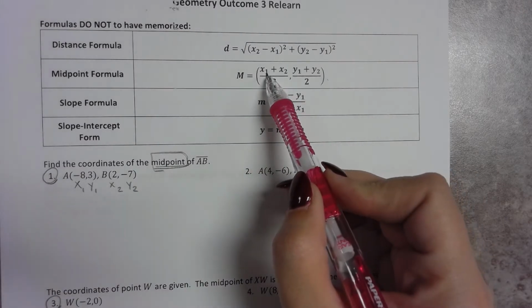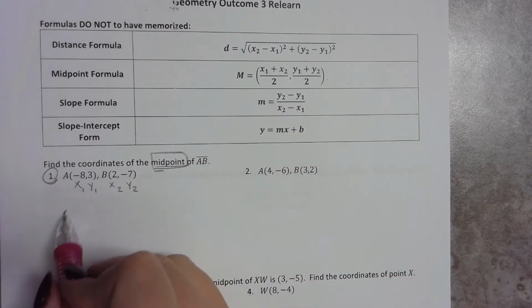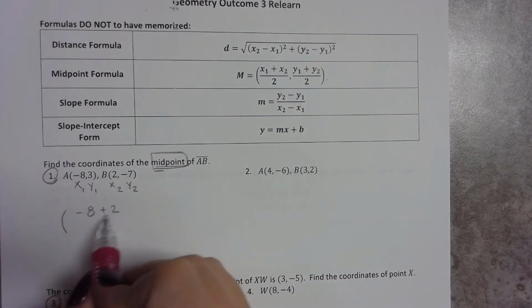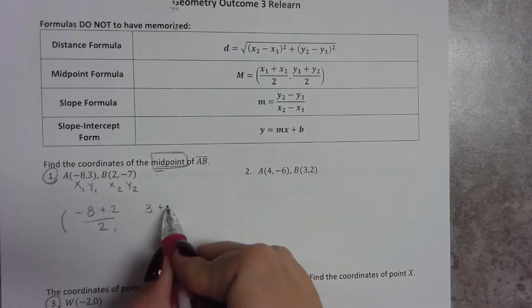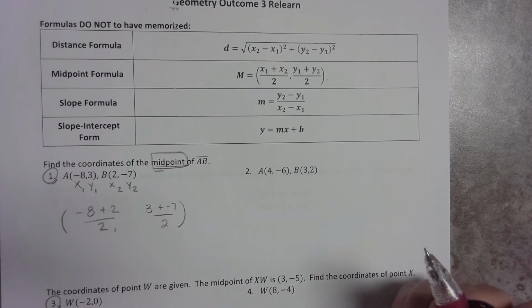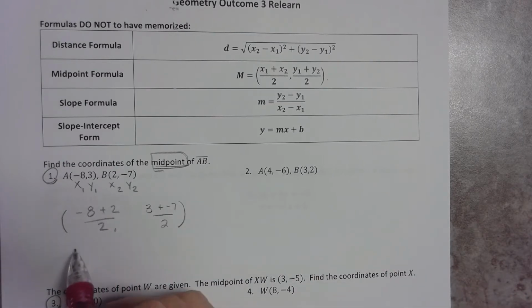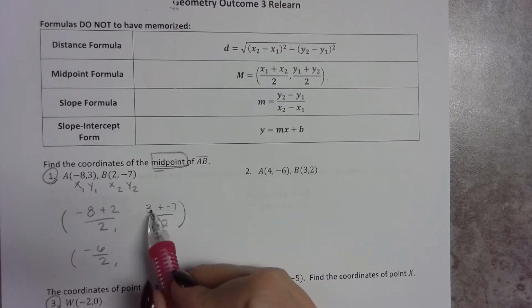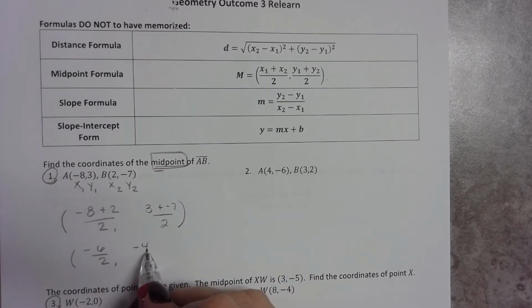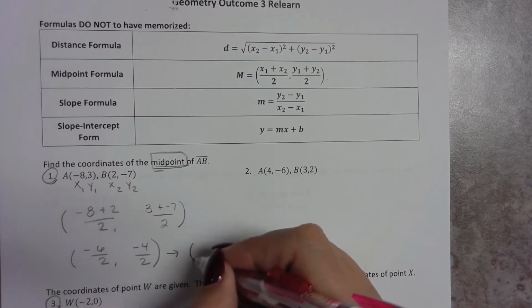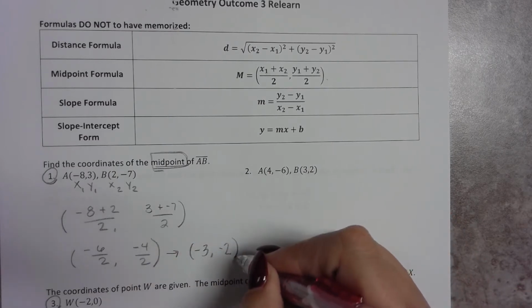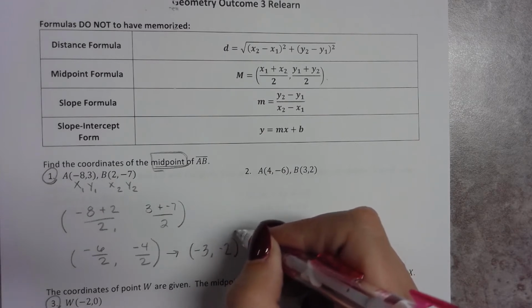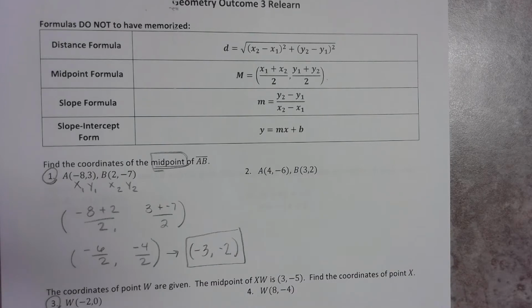Our midpoint formula says to take x1 plus x2 divided by 2, and then y1 plus y2 divided by 2. Then we have negative 8 plus 2 gives us negative 6, and 3 plus negative 7 gives us negative 4. Then we divide. Negative 6 divided by 2 is negative 3. Negative 4 divided by 2 is negative 2. So that is our final answer.